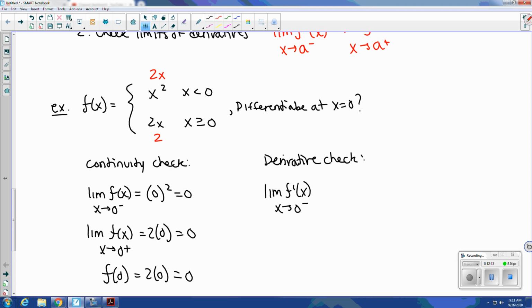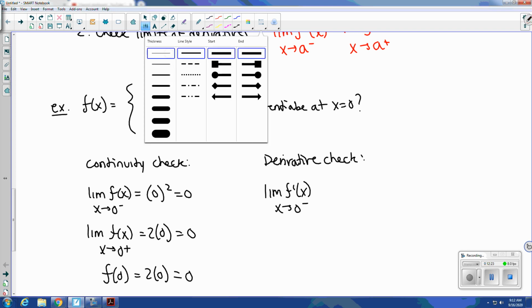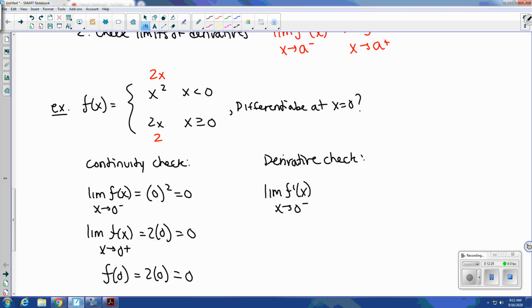So we're going to say the limit of the derivative as we approach from the left, we'll be looking at that top function. So that is going to be two times 0, because we're plugging into the derivative now. So we're plugging into 2x, which is 0. And we're doing the limit of f prime of x as x approaches 0 from the right, which is equal to just 2.